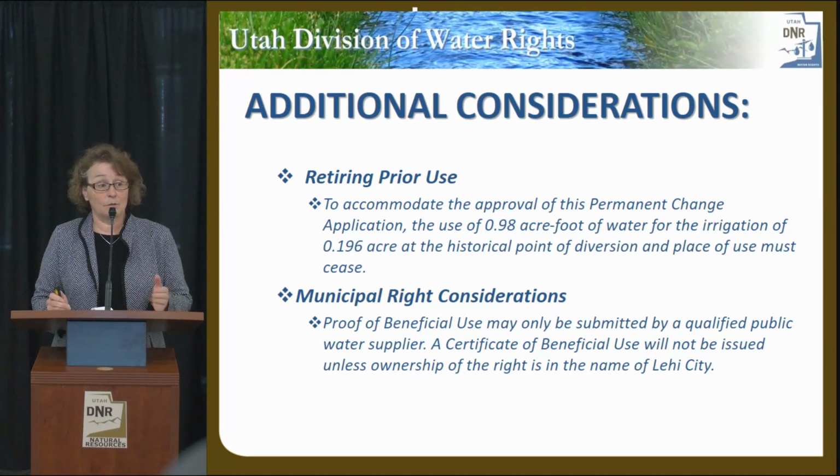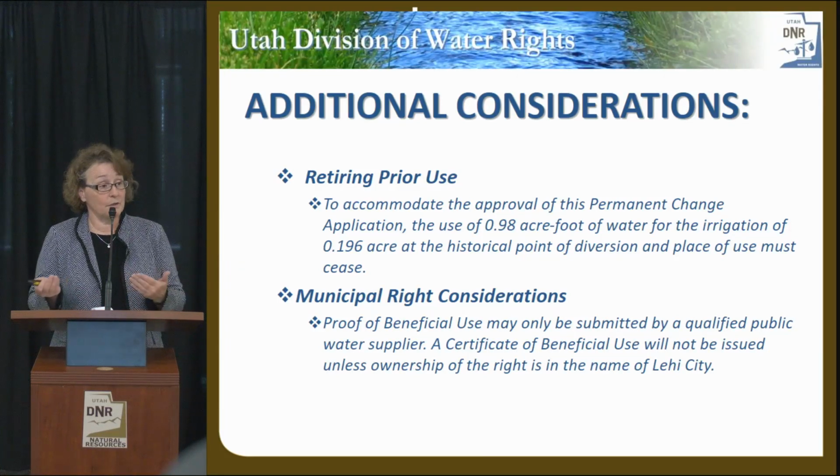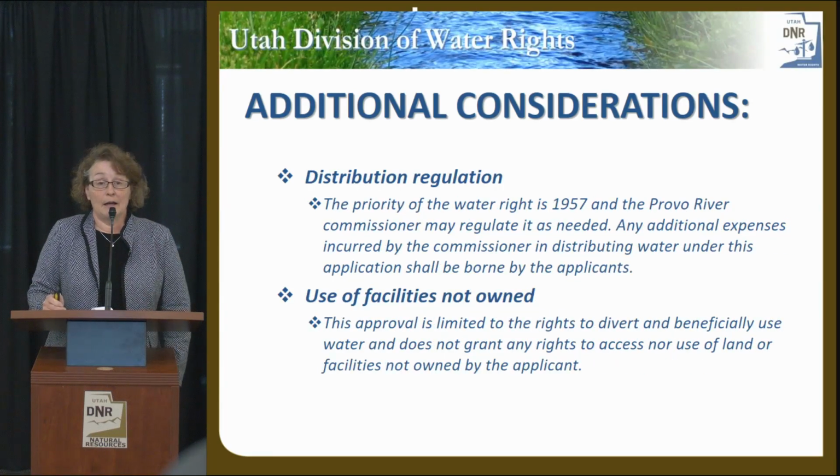There may be municipal right considerations. Maybe a developer has filed a change application and has indicated that this water is now going to be used by a municipality, and we approve that. Say in this example on the screen is Lehigh City. That proof would need to be filed by the city. That developer would not be able to file proof because it's not their facility. The application actually would need to change ownership to the city. So that may be a criteria that you'll see.